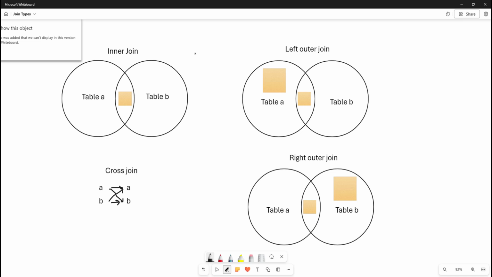So these are the four main types of join that you'll tend to use in SQL: the inner join, left outer join, right outer join and cross join. In the next video, we're going to look at how we actually start writing some of these joins in SQL. So we're going to start with the inner join.